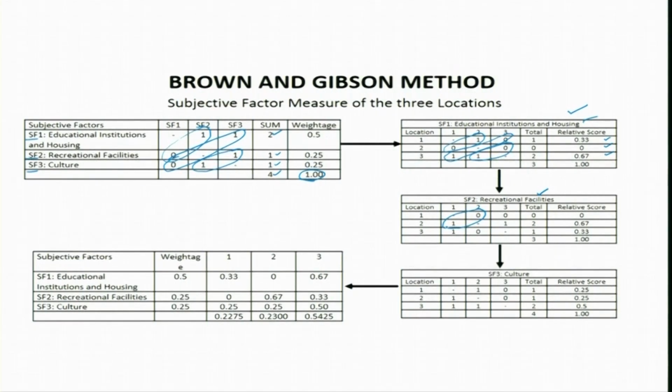Location 2 is more important. So, 1 is written here, 0 is written here. Now, compare location 1 and 3. We found that location 3 is more important. So, 0 is written here and 1 is written here.